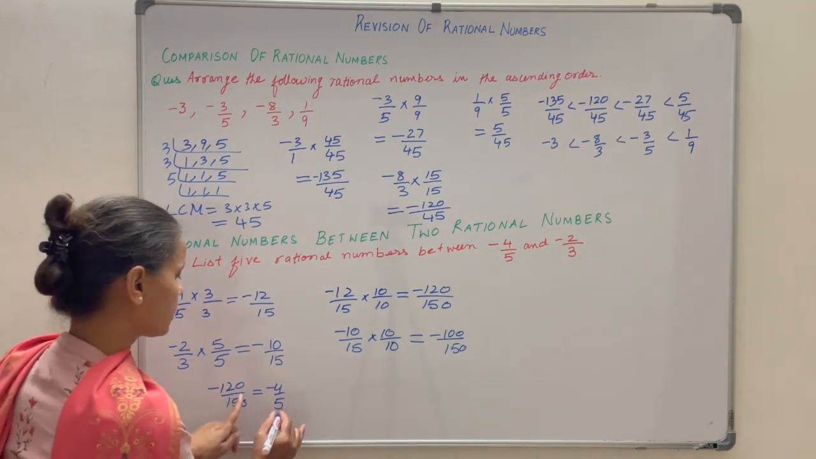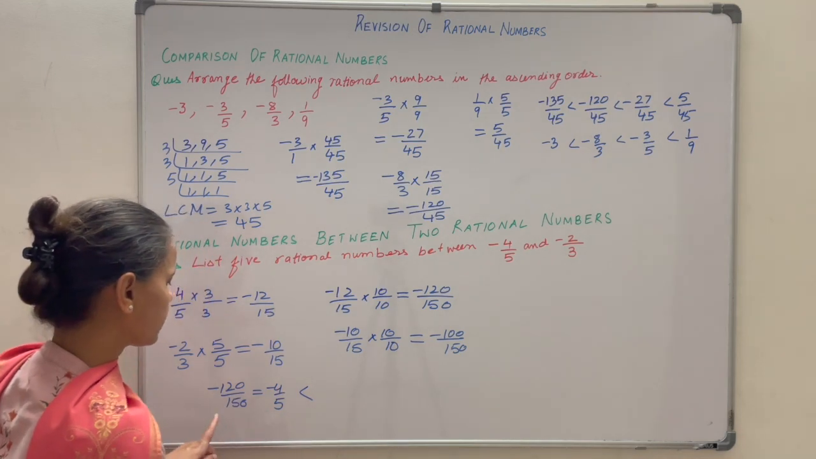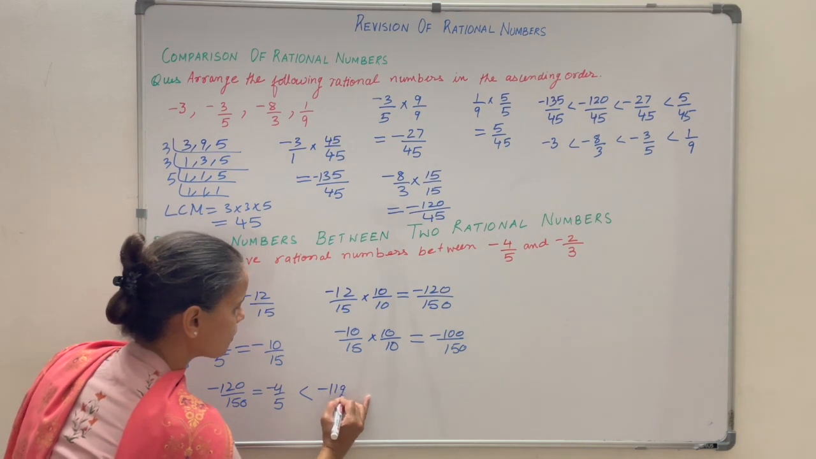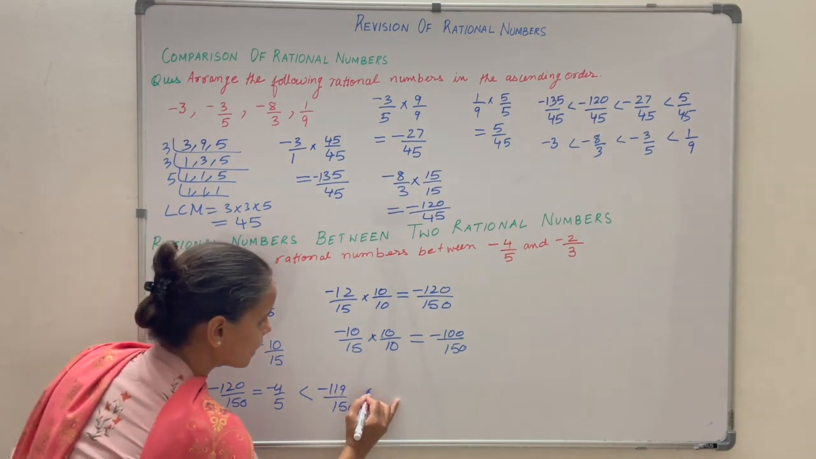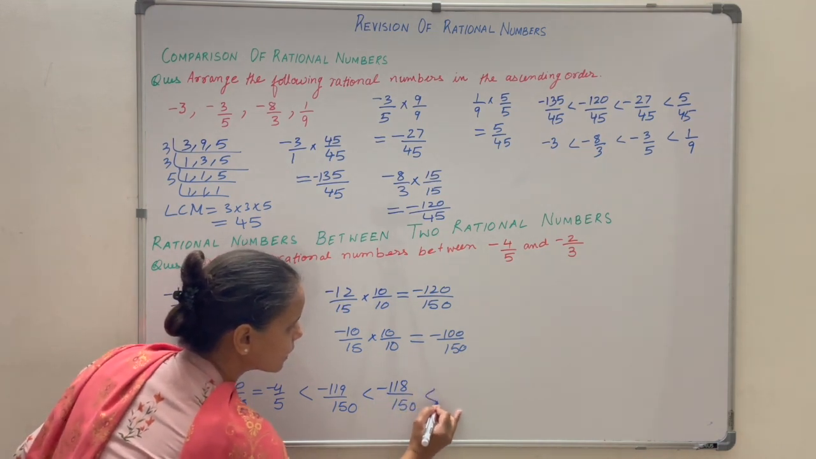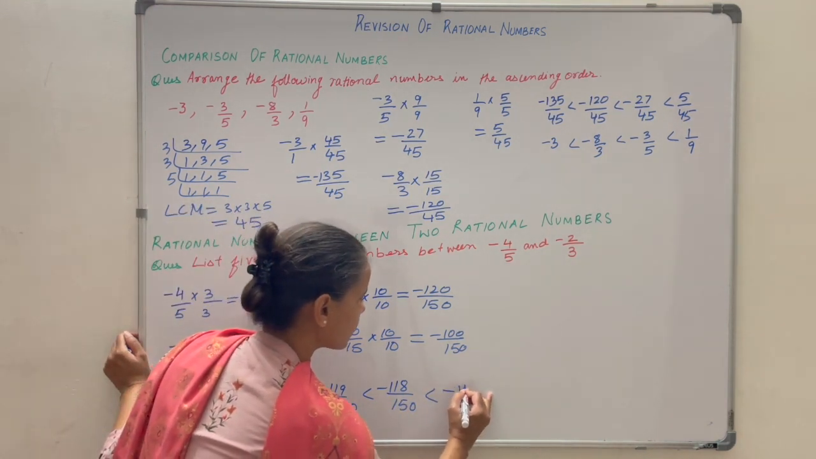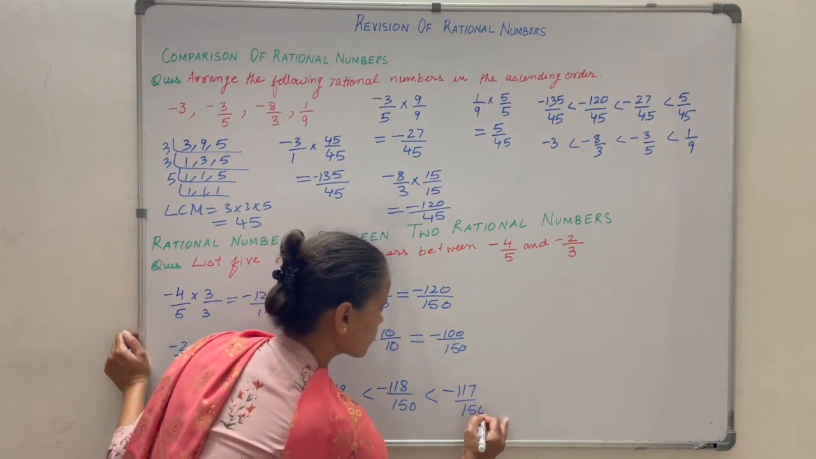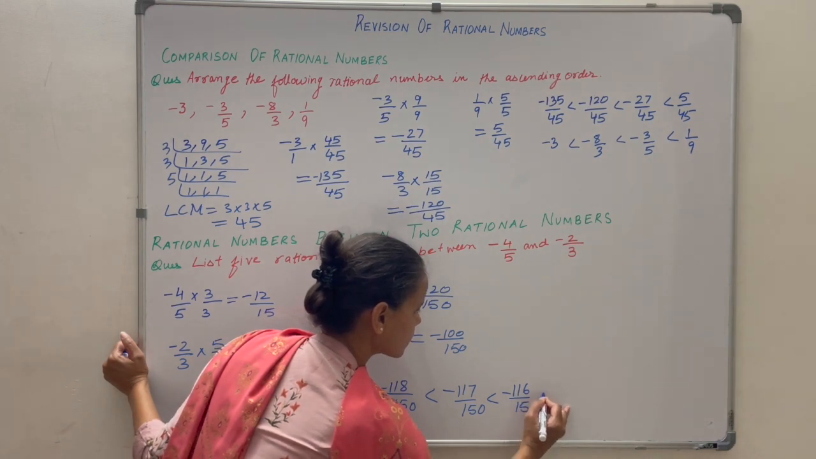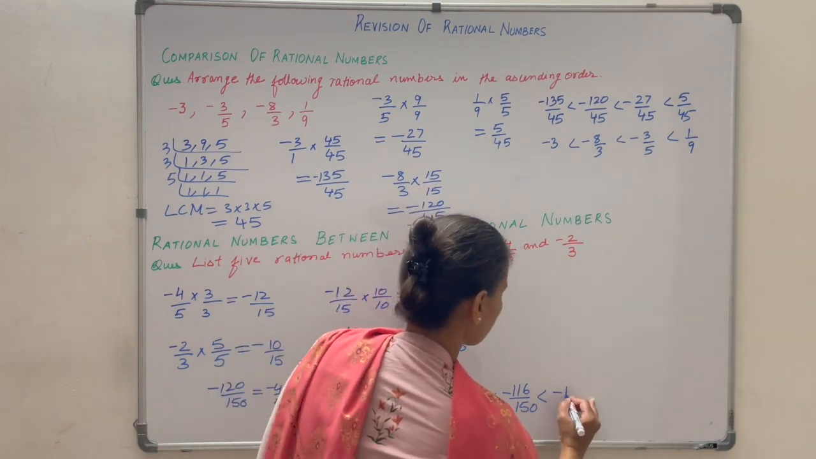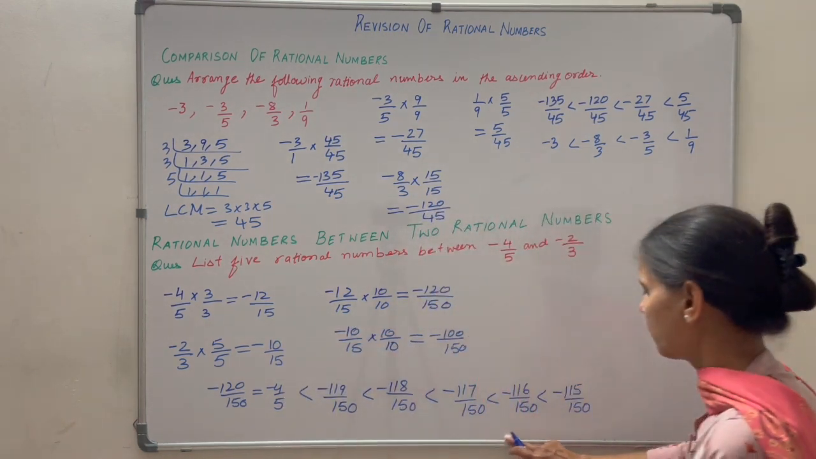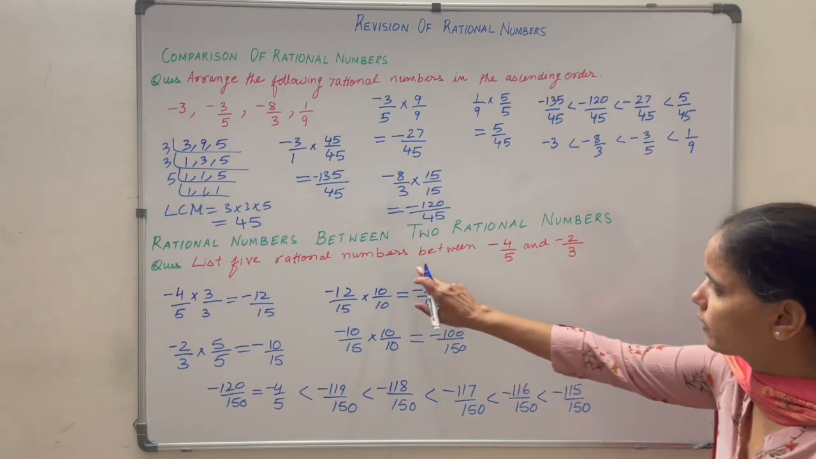So which is the next rational number which is going to be greater than this? That is minus 119 upon 150. Then next is minus 118 upon 150. Then next is minus 117 upon 150. Then next is minus 116 upon 150. Then next minus 115 upon 150. So now you have written down 5 rational numbers. So that is what they have asked for.